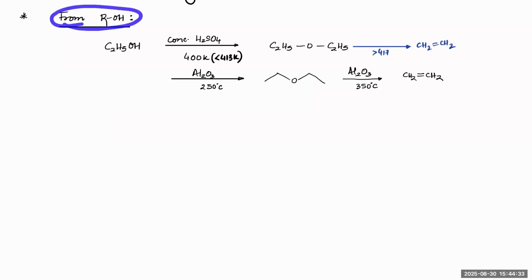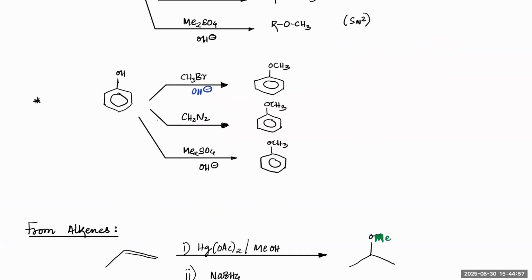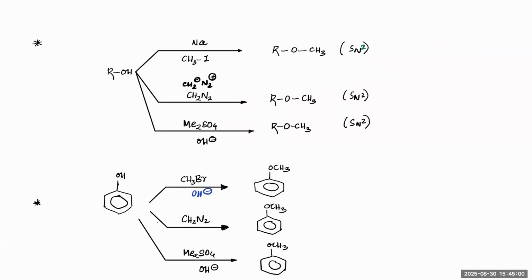From alcohols, if I take something like ethanol treated with concentrated H2SO4, maintaining it less than 413 kelvins, then you will get ethers. If it crosses beyond 413 kelvins, you will get alkenes. We have discussed this in alcohols also. Same thing, if Al2O3 is around 250 degrees ethers, 350 degrees it is alkenes. If I take sodium, sodium will take H plus away, RO minus will attack. This is typical Williamson synthesis.